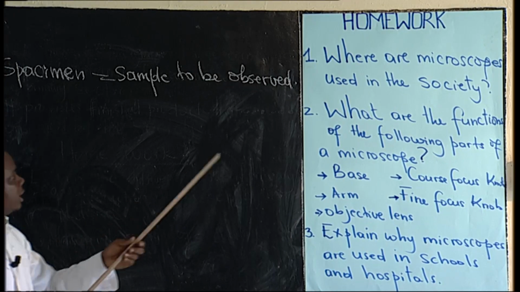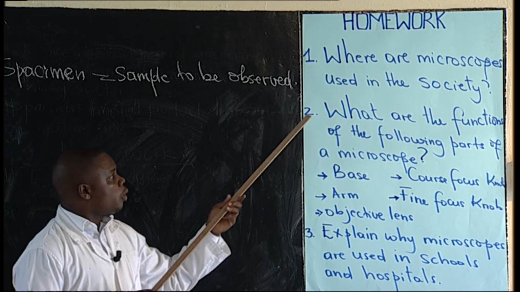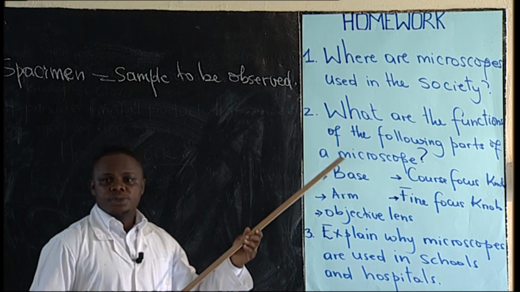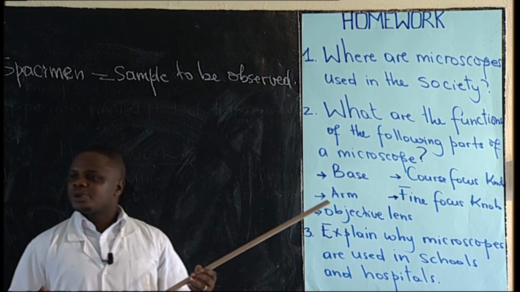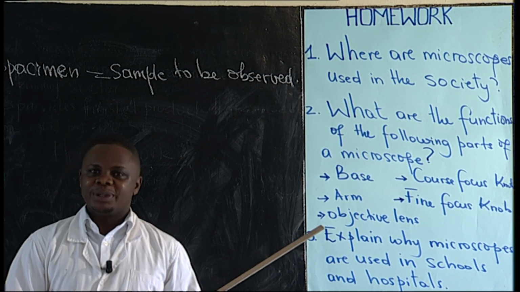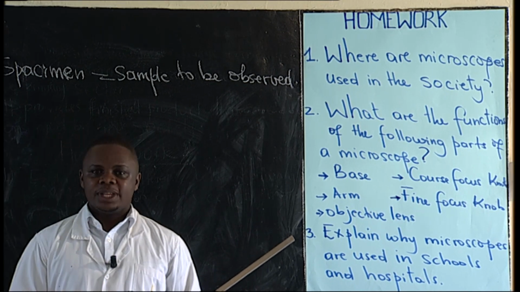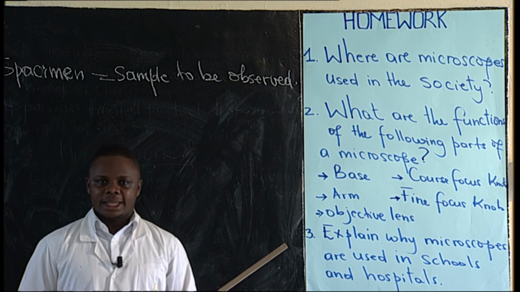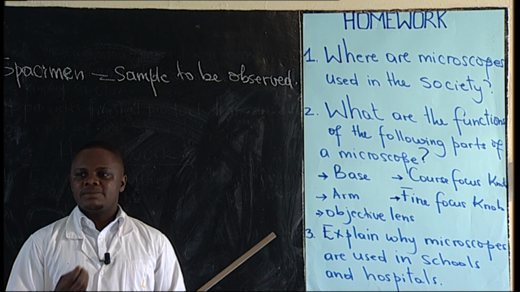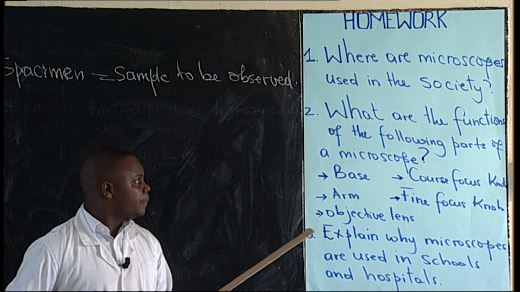This is the homework. The first question says, where are the microscopes used in the society? Where are microscopes used? Are you able to answer that? Of course, if you followed all the steps of the lesson, you are able to answer that. You can give as many places as possible.